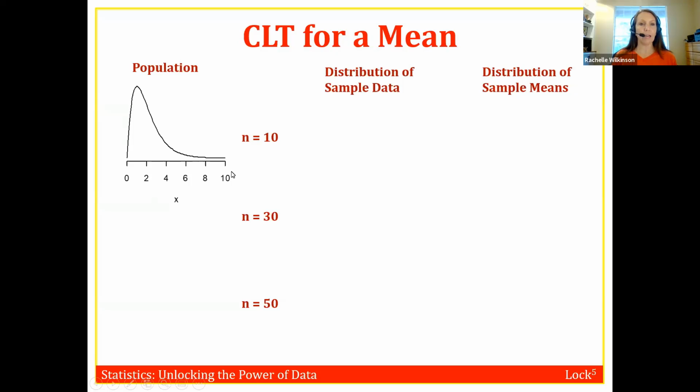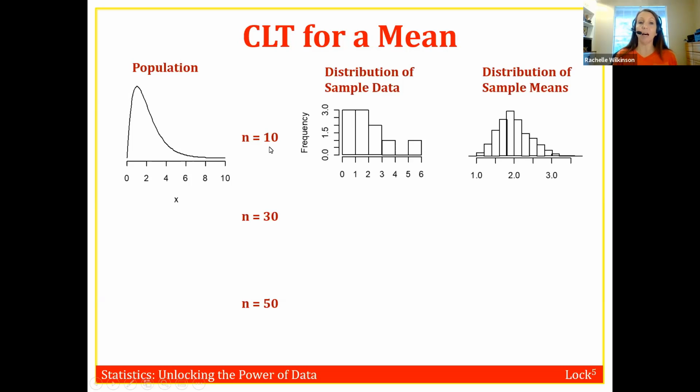Over here on the left, we have a population distribution. When we talk about the population distribution, we're talking about essentially a graph of all the individuals in the population. And you can see by this graph that it's definitely skewed to the right. So this is not a beautiful symmetric bell-shaped distribution. If we take samples of size 10 from that population, here's one possible sample data distribution that we could get, which you can see is skewed just like the population.